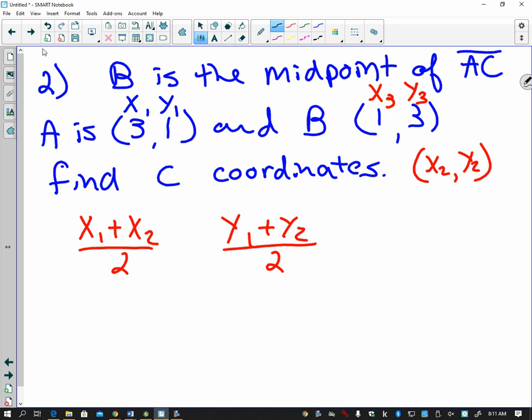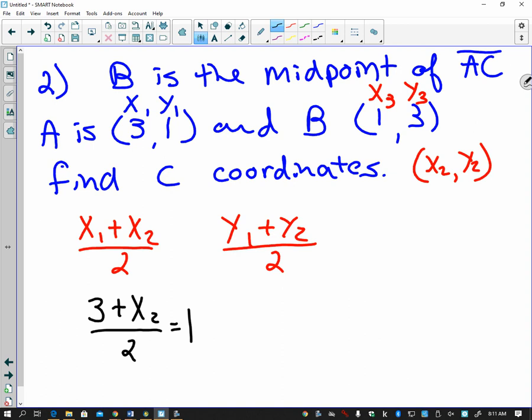So let's go ahead with what we have and fill in. X1 is what? 3. 3 plus X2, right? Divided by 2 equals what? What does it equal? Yeah, and what is the midpoint? What's the X midpoint value? 1.